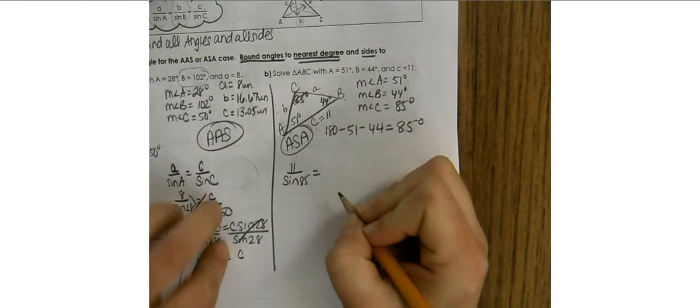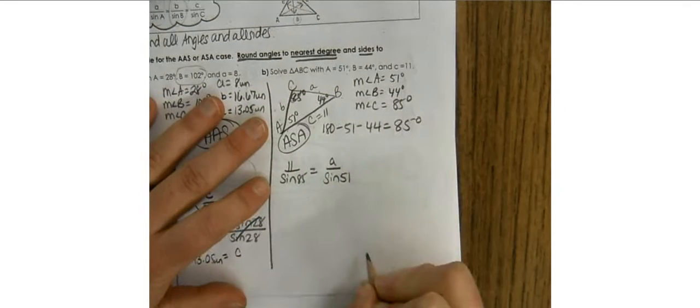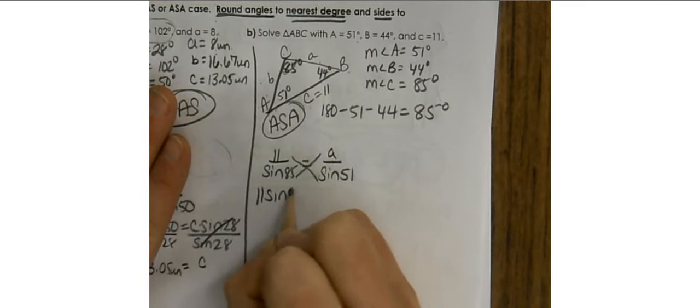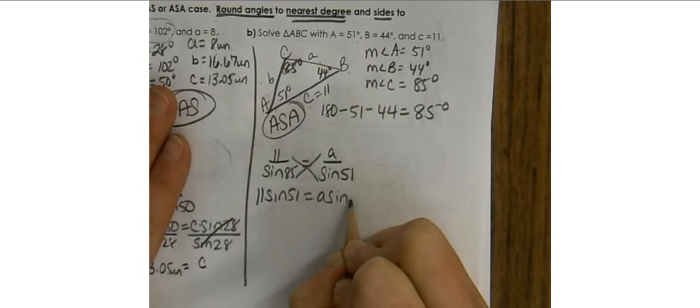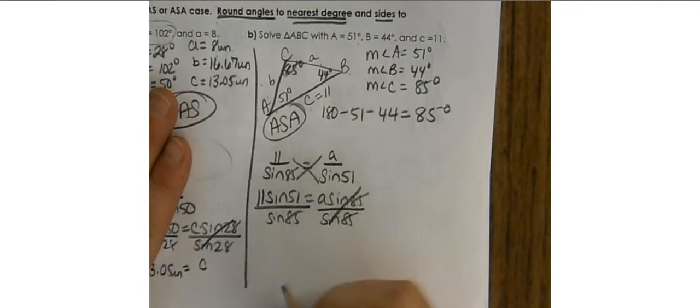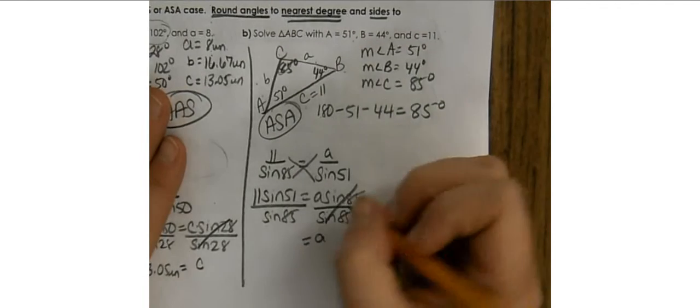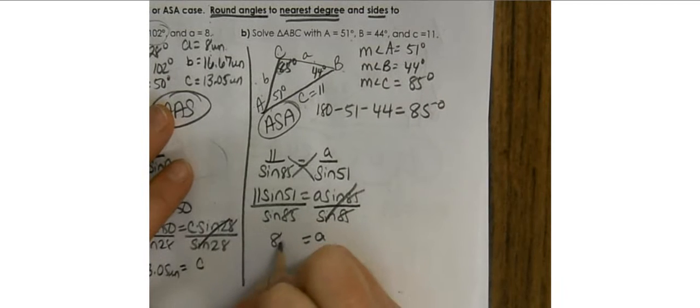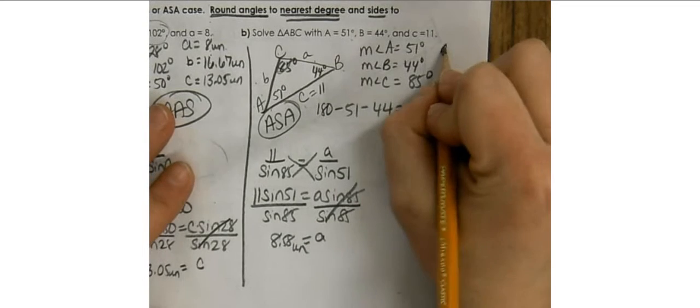I know my two of a kind are C's, so I'm going to start with what I know. 11 divided by the sine of 85 is equal to little a divided by the sine of angle A, which is 51. So now I'm going to use cross product, and I have 11 times the sine of 51 is equal to a times the sine of 85. I'm going to divide both sides by the sine of 85 in order for me to get a alone, and I end up with a is equal to 8.58 units. So little a is equal to 8.58 units.